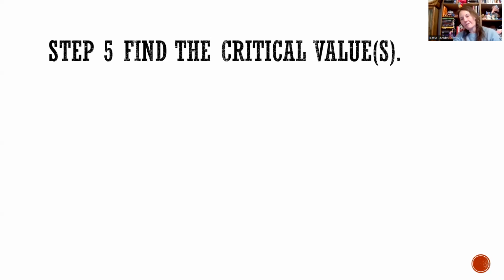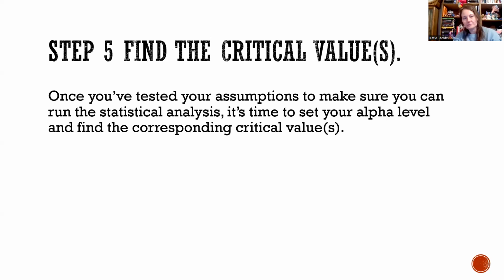Step 5, then, we're going to find critical values. Okay, so once we've tested our assumptions, and once we've calculated our test statistic, we're going to set our alpha level and find our corresponding critical values.